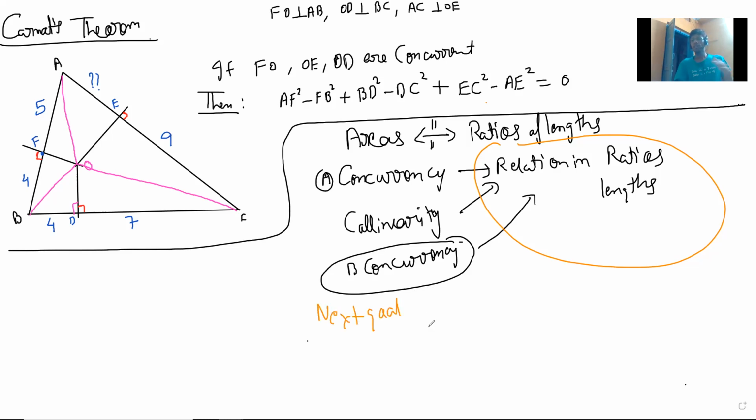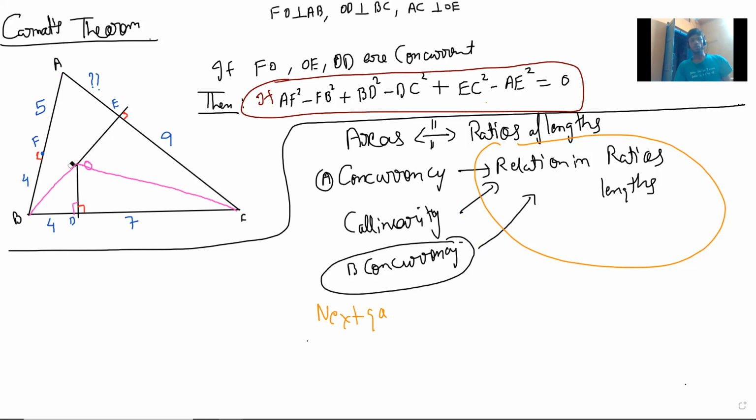And it's very easy because we have the right results. Actually, all these are reversible. What I mean by reversible, for today's example, is that if you are given this, then you can show that. So let me do it. So you're not given that they are concurrent. You're just given like this. But you're told that AF square minus FB square and so on, this total is zero. Then you can say that they will meet at the same point.